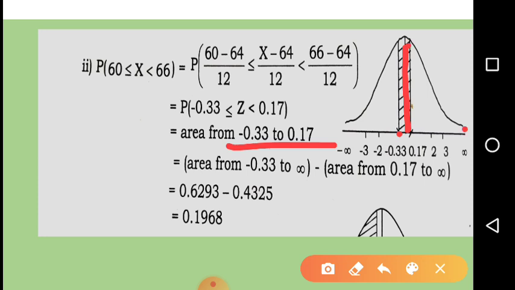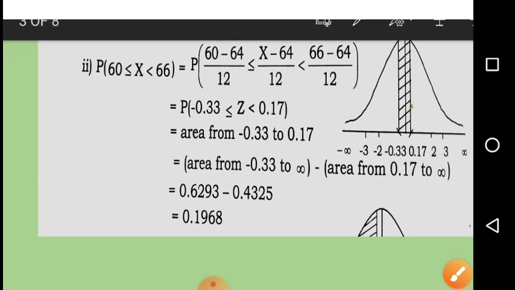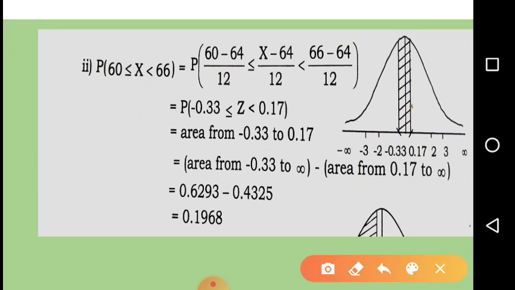Infinity, and the full entire portion. This full infinity, okay, full, minus the area from here. Area from 0.17 to infinity. Yes, from 0.33 to infinity, then minus 0.17 to infinity. Then the middle part remains.